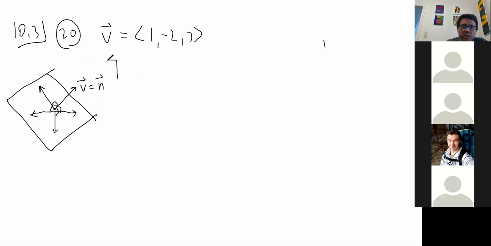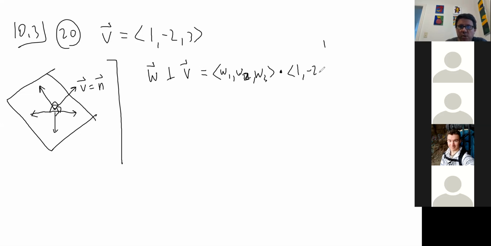So all you need to do is say, what does it mean for a vector W to be orthogonal or perpendicular to V? We'll just call this W1, W2, W3. I want to dot that with 1, minus 2, 3, and set it equal to 0, because the perpendicular product is 0. Multiplying this out, I get W1 minus 2W2 plus 3W3. That has to be 0, because I'm just doing the dot product. So I have one equation, but three variables.